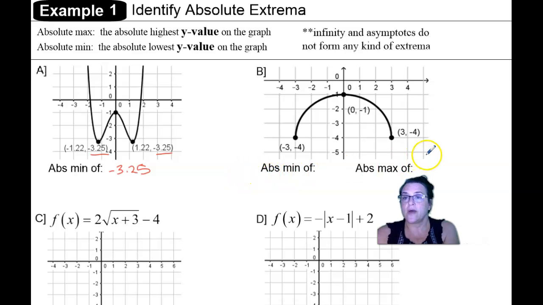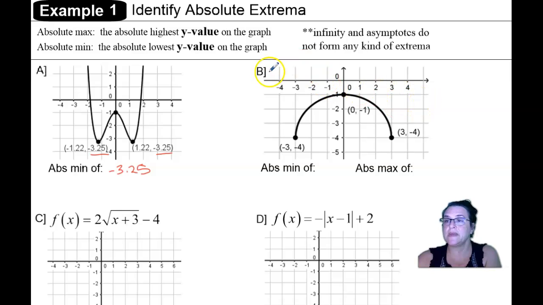Okay, then go ahead and pause the video and try example B, and then you can resume when you're ready. Okay, so in example B, hopefully you've given this one a try. We have an absolute lowest y value here of -4. Okay, so that will be our absolute min of -4. And then our highest y value is -1 at the top of this semicircle, and that would be our absolute max of -1.